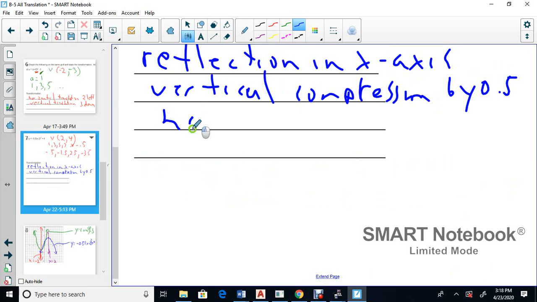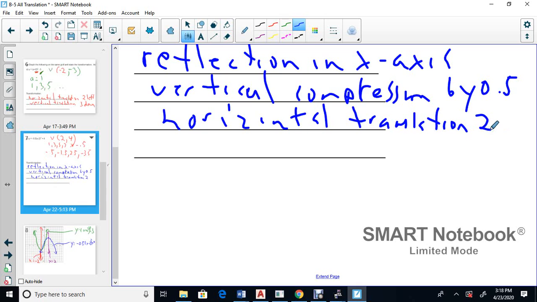Now we went horizontally. Horizontal translation to right. So it went 2 to the right. Sorry, that's hard to write there. Right. And then we have vertical translation.